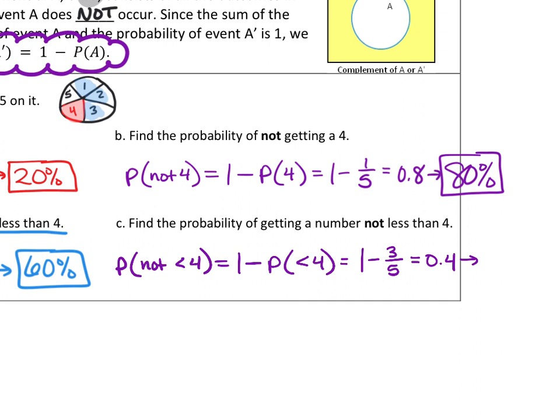0.4 or 40%. And again, this makes sense because this number here and this number here add up to how much? 100%. That's what we need. It has to equal 1 or 100%.